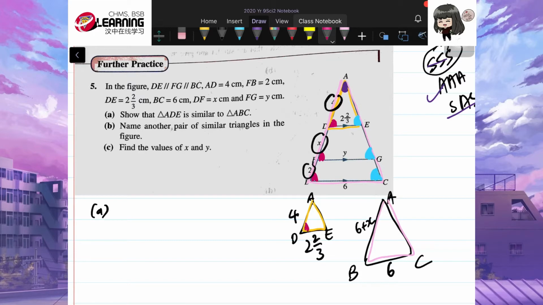Okay, so the first angle here, actually it's the same thing, I just draw it again one more time. These two angles are the same, and this one is called the common angle. Okay, so to state they are similar, first we state the angles. The pink one first: angle ADE is equal to angle ABC, and the reason is corresponding angles.